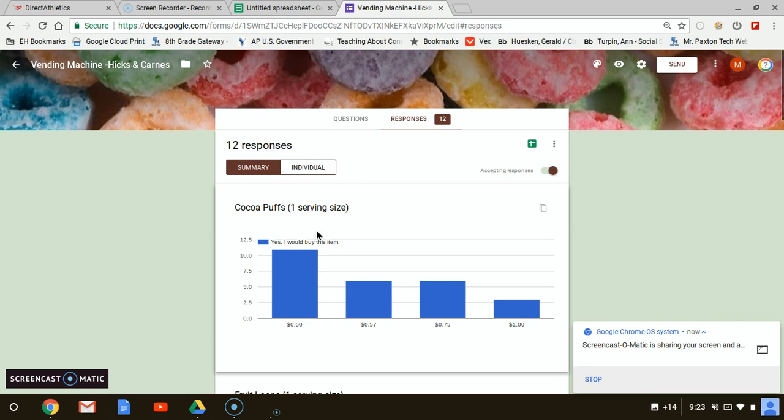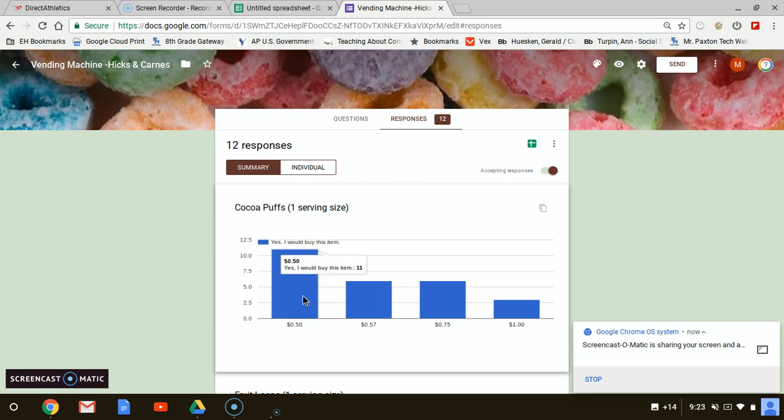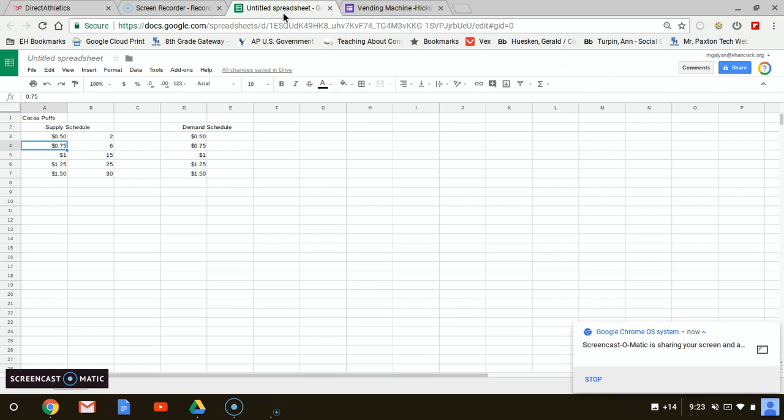So what we found here at the first price point, I know this says Cocoa Puffs, but we'll just go ahead and change this to Cocoa Puffs. And we'll do this at 50. We'll just go ahead and pretend that these are 50, 75, $1, $1 and a quarter. Do it that way. So at the 50 cents, 11 people wanted to buy Cocoa Puffs. So you would say 11 there.